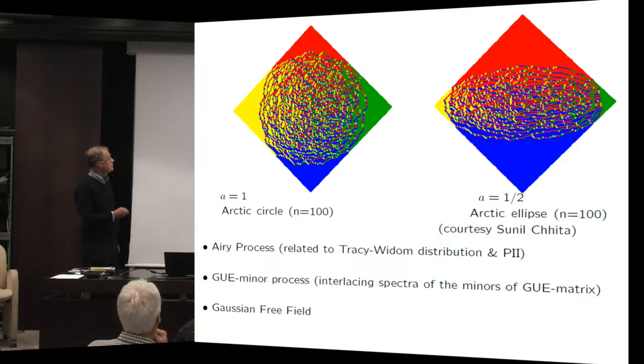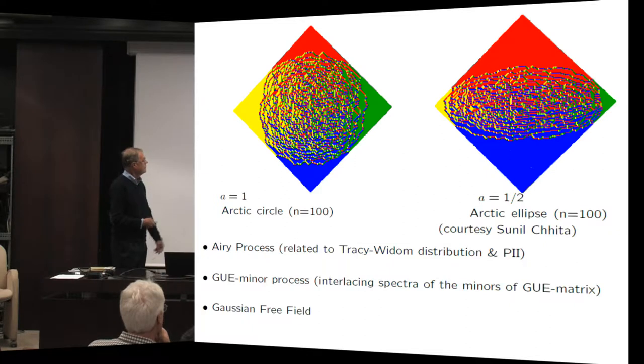These are pictures that Mark also showed. If the horizontal dominoes are as likely as the vertical ones, then you get this picture with the circle here. If the horizontal ones are more likely than the vertical ones, then you get an inscribed ellipse, and of course the four frozen regions. These simulations were done by Sunil Chhita, who now has a position in England. This is a situation with 100 squares around here, and as I say, everything is known.